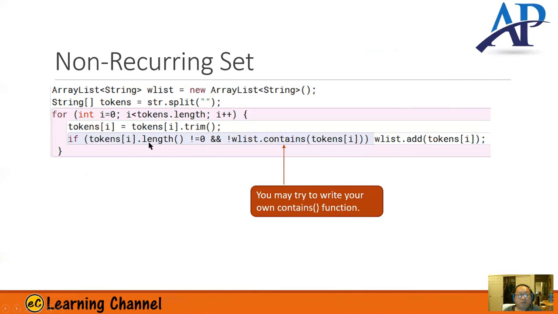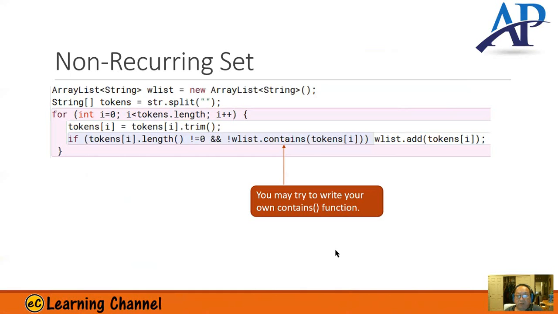This one is not zero. It means the token is not an empty string, right? You have to check the token and make sure it's not empty. Then, if the list already contains that token, I won't put it in. So it should not be an empty string, and the list shouldn't contain it.